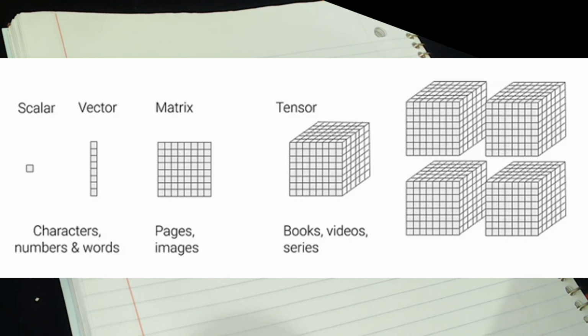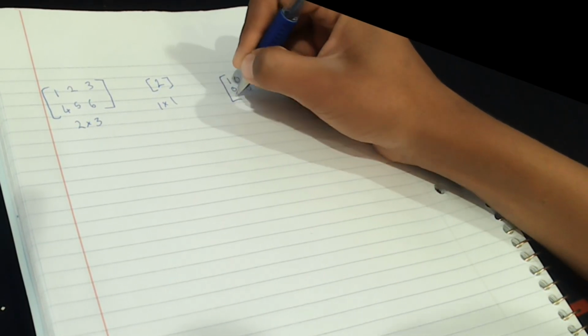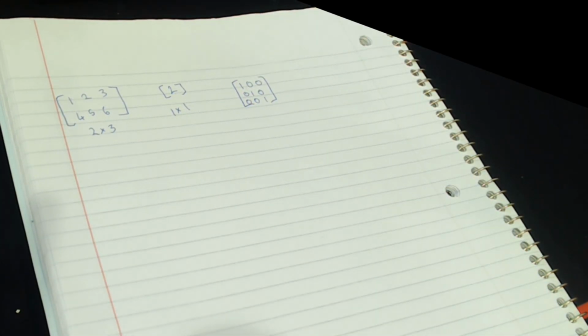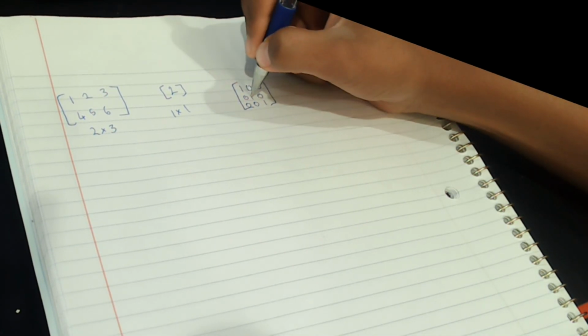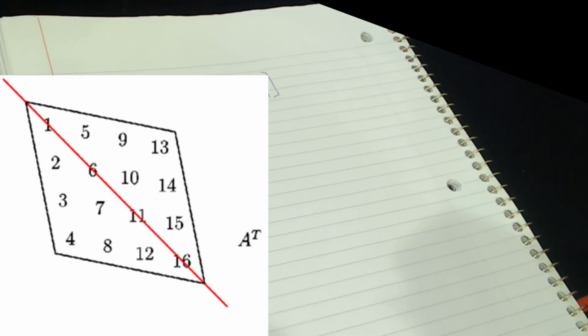Before we get to the basic operations, let's clarify a few concepts first. First one is identity matrix, which means diagonal elements are 1 and everything else is 0. So for example, this is an identity matrix because as you can see, this is the diagonal of 1s and everything else here is 0. Another thing to know is transpose of a matrix, which means to swap rows with columns.